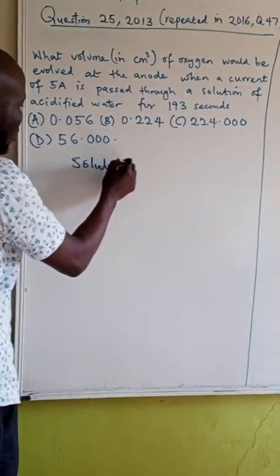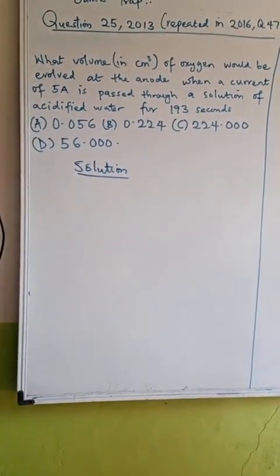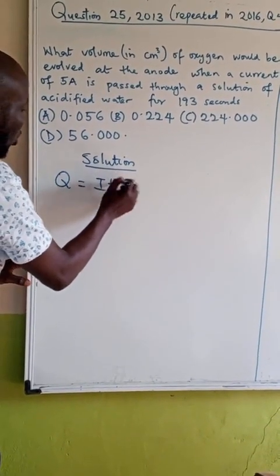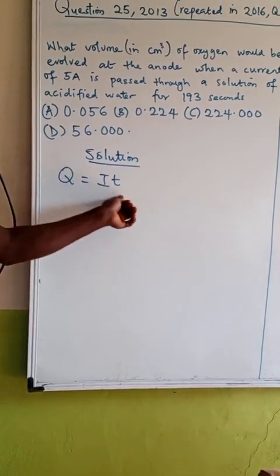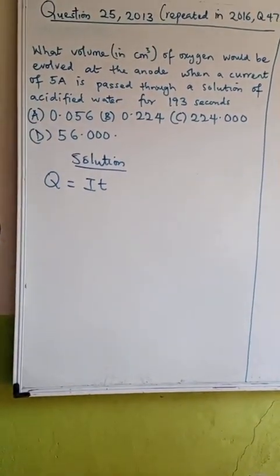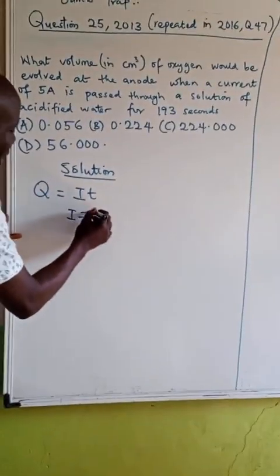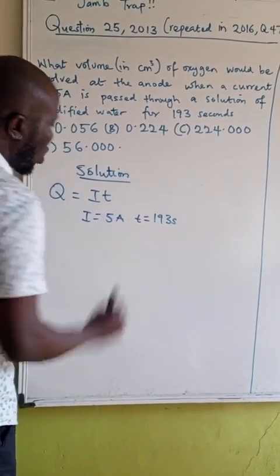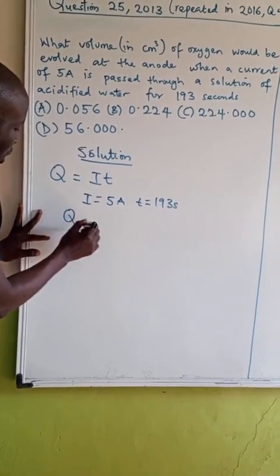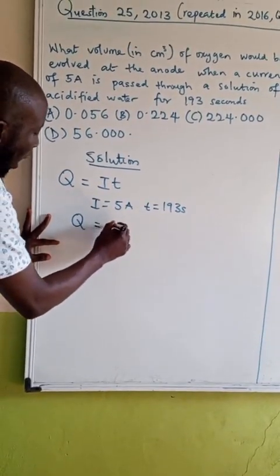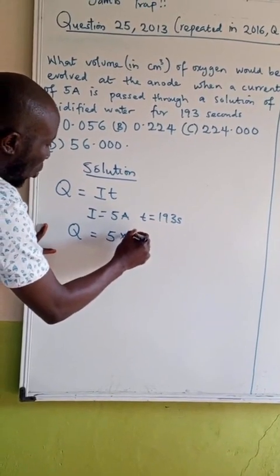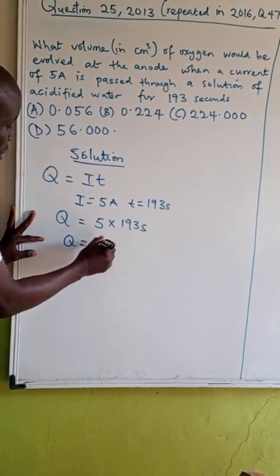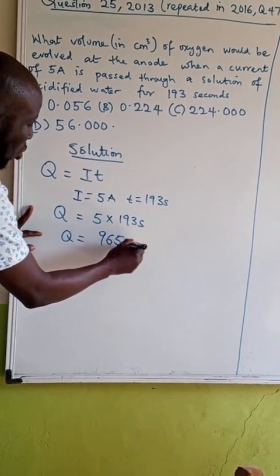Solution. The first step we need to take is to calculate the quantity. Q equals the product of current and time. So what's the current here? The current is 5 ampere. Then the time is 193 seconds. So to get the quantity in coulombs, we have 5 multiplied by 193 seconds. Then the quantity will give us what? 965 coulombs.